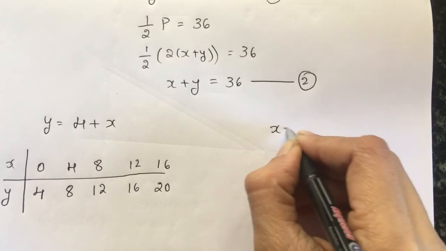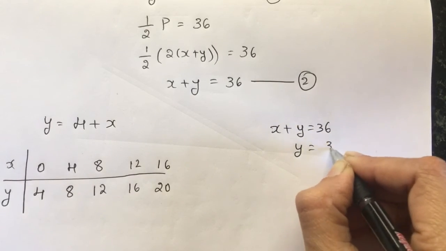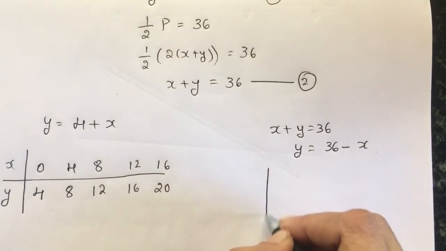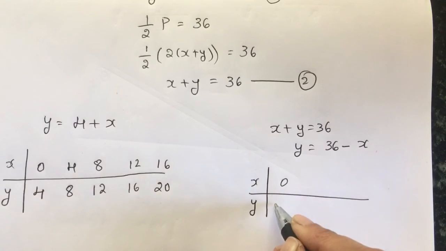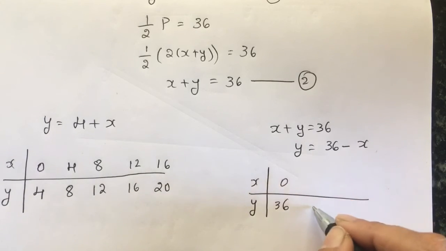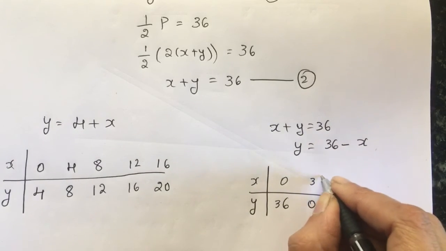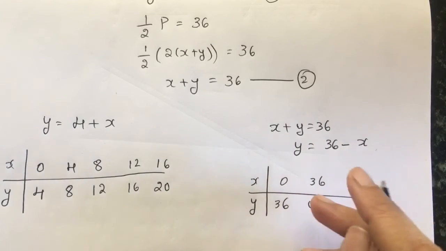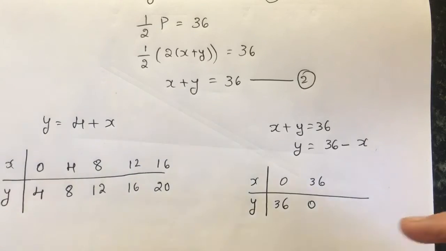The second equation is x plus y equal to 36, so y equal to 36 minus x. We'll make a table for this as well. When x is 0, y is 36. Then make y equal to 0, then x is 36. If you want some other points, you can try. I'll give some values.